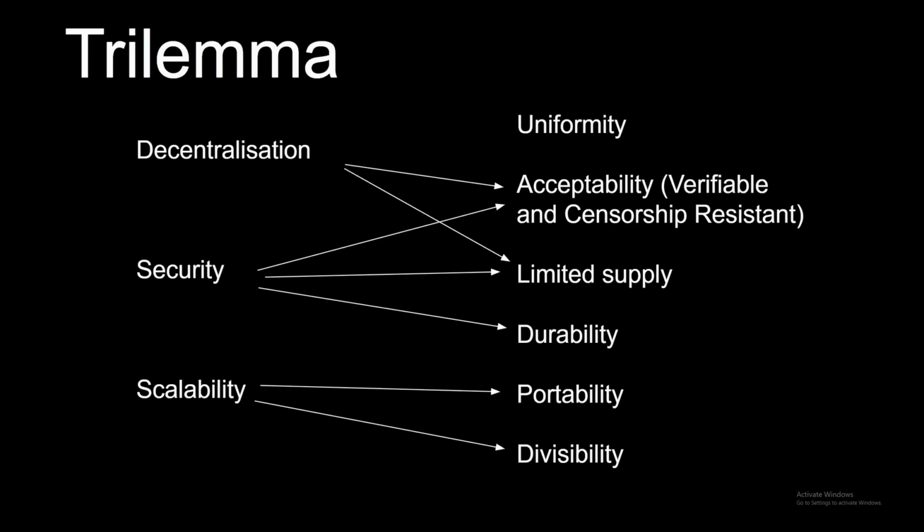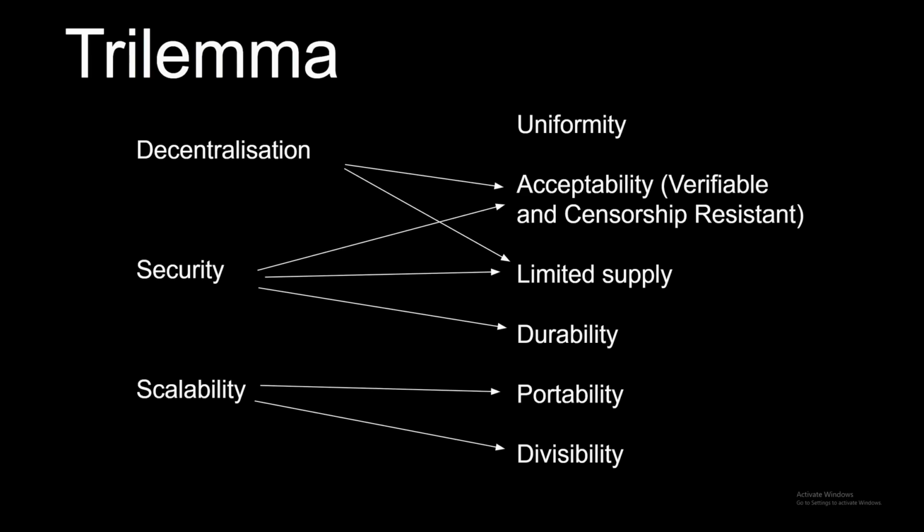And so when we talk about security, what we really mean by that is acceptability, limited supply. So if a protocol is 51% attacked, then double spend issues can actually increase the supply, at least for a short amount of time. And also durability. An insecure system will not be able to survive in the long run, and therefore will not be durable and will not look the same in the long run.